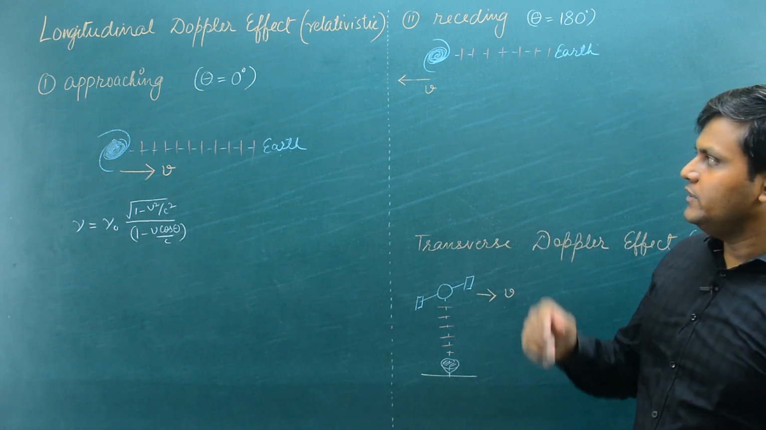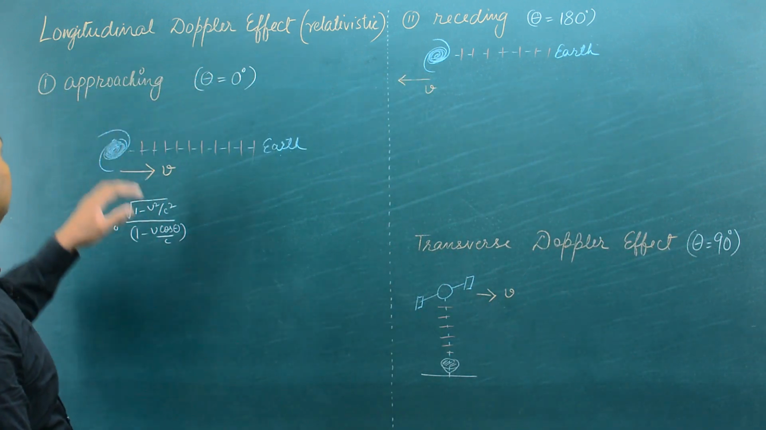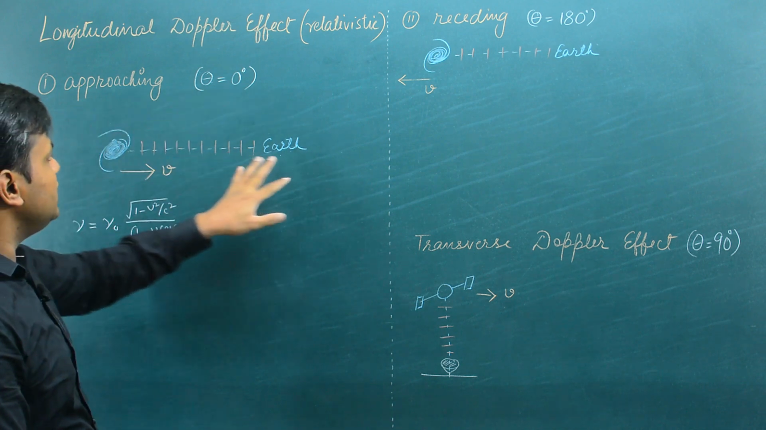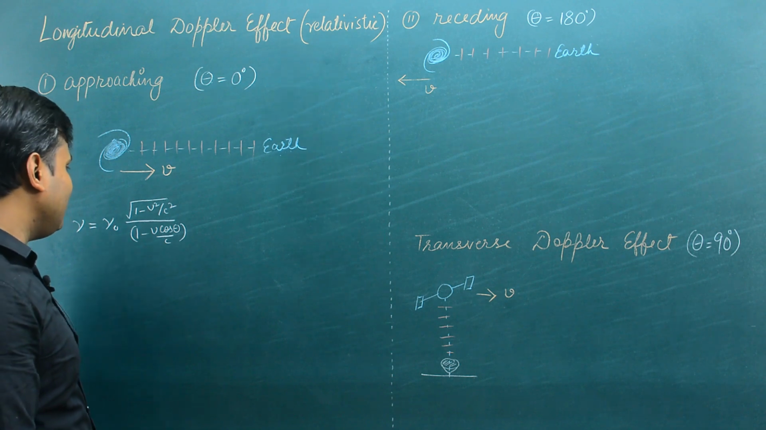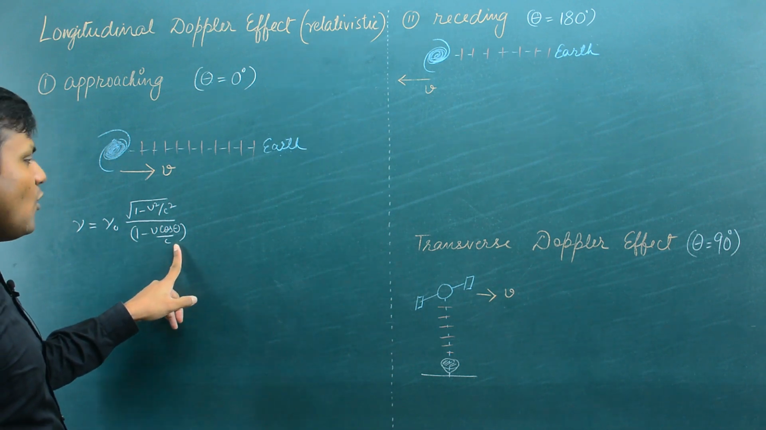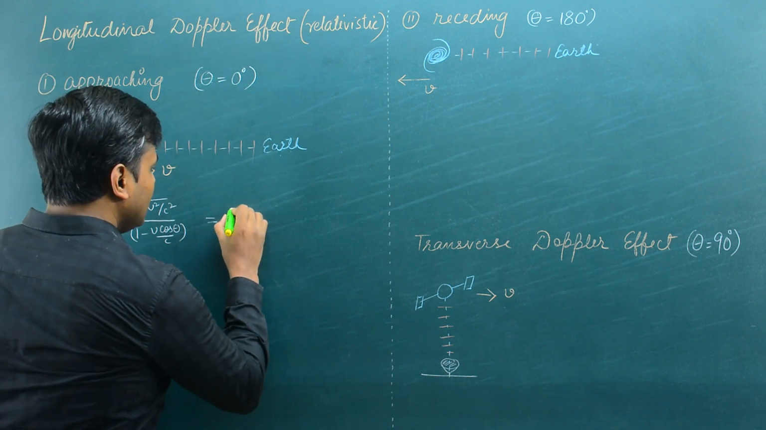Alright, so let's try with the first one. In the longitudinal Doppler effect, where the source is approaching the observer or the Earth, theta can be taken as 0 degrees. So if I take theta as 0 degrees, what is cos 0? Cos 0 is nothing but 1. So if I substitute that here, what do I get?